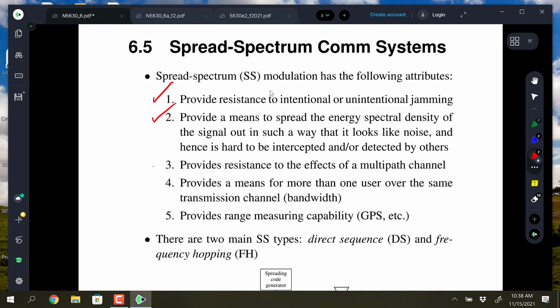Provide resistance to multipath. And then multiple access, which I already mentioned under 2. And in GPS, it provides a means for measuring range. And in satellite comms in general, most satellites do have to do ranging as part of their mission. So they are doing ranging, and they're generally doing it with some pseudo-random code.